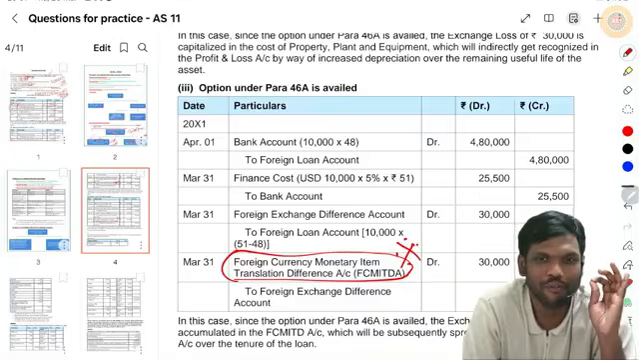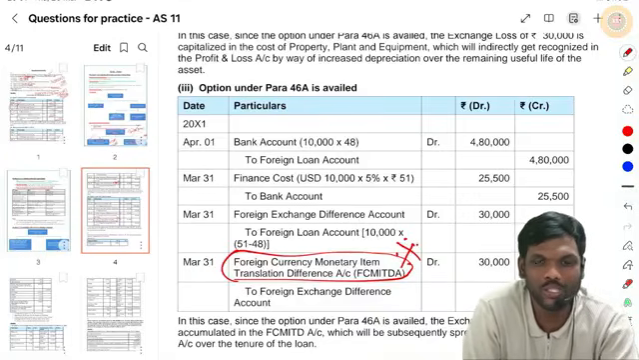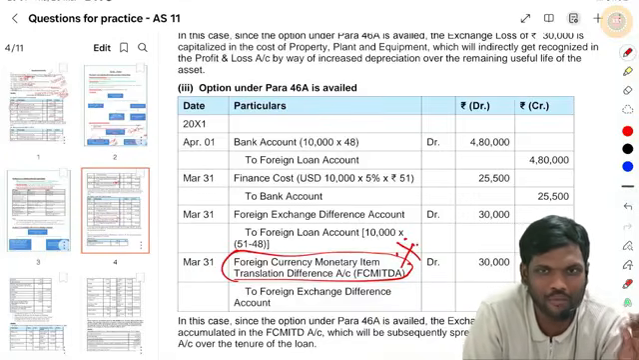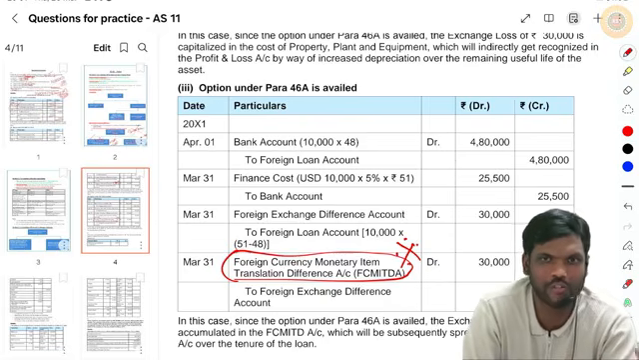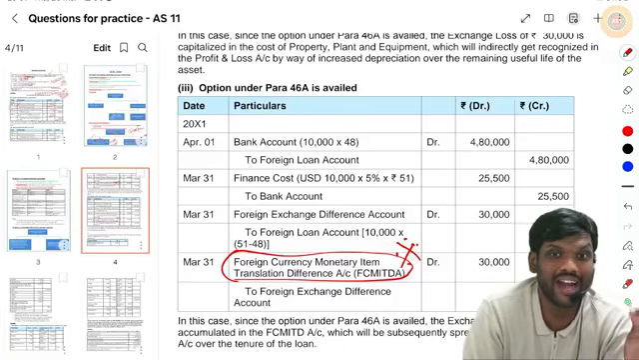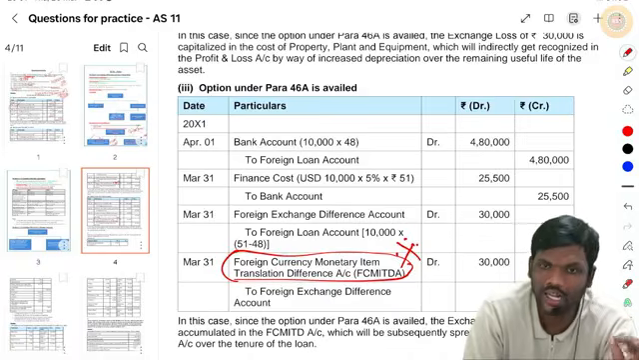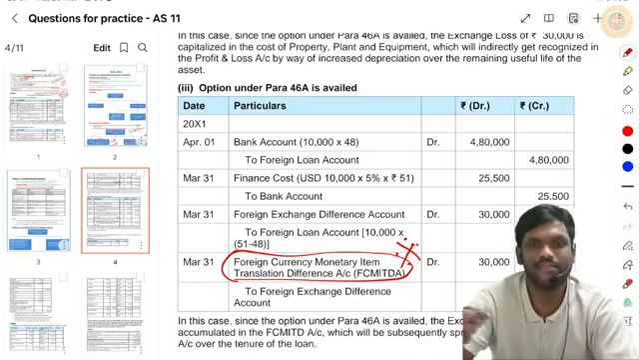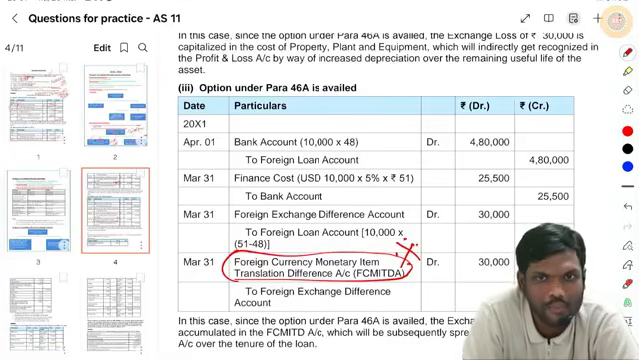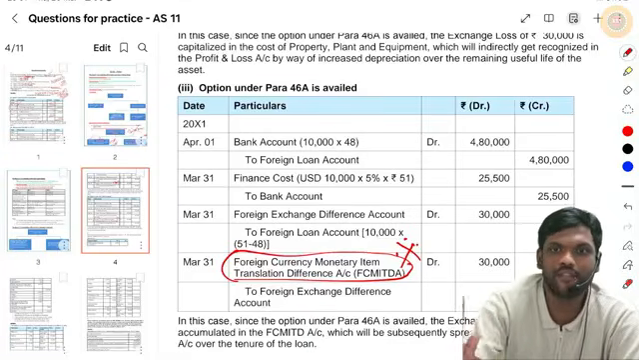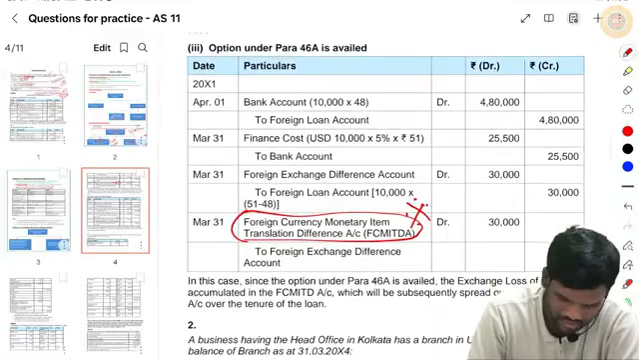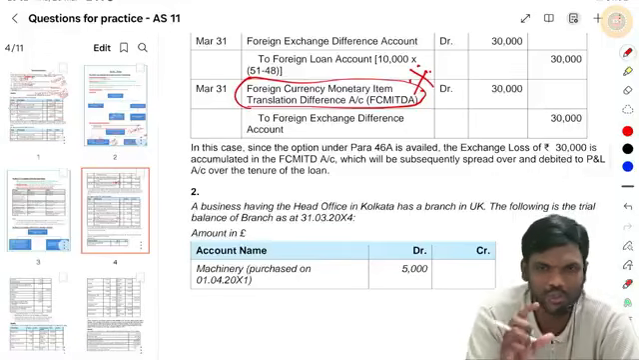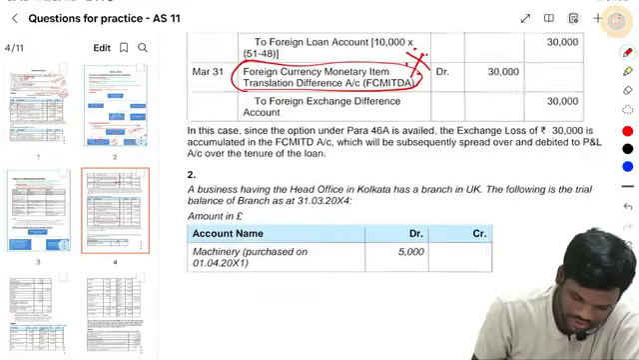Sir, simple, sir. If I don't avail para 46A, the loss will be debited to P&L. If I avail para 46A and if it is being used for the purpose of acquisition of a depreciable capital asset, then it should be added to the value of the capital asset. No, sir, if it is not being used for a depreciable capital asset, then it should be taken to a separate account called FCMITDA, foreign currency monetary item translation difference account. This is what this question is all about. A very interesting overview of almost most of the concepts in part 1 of this standard.